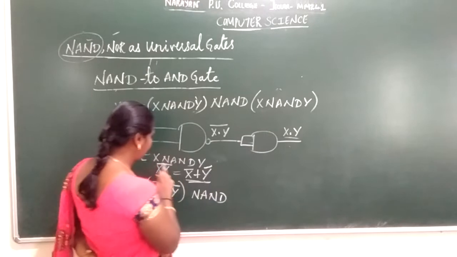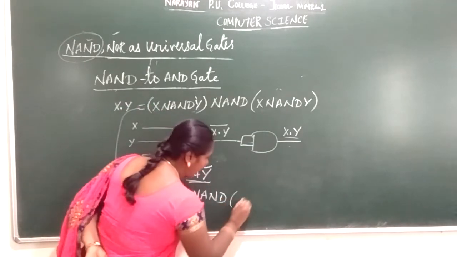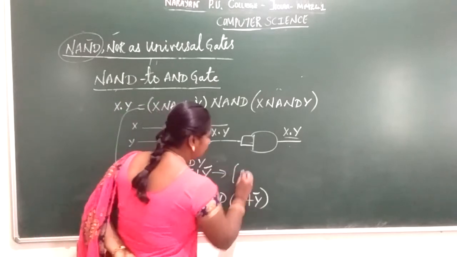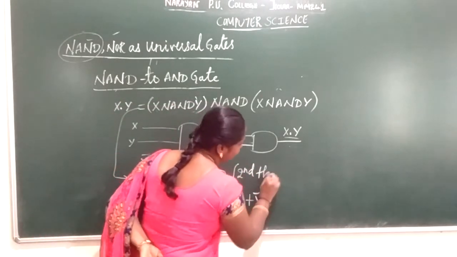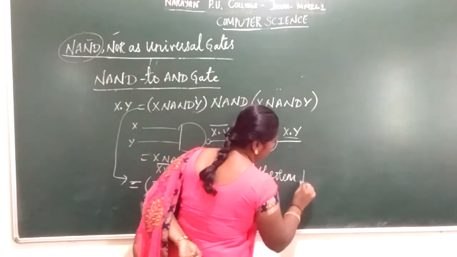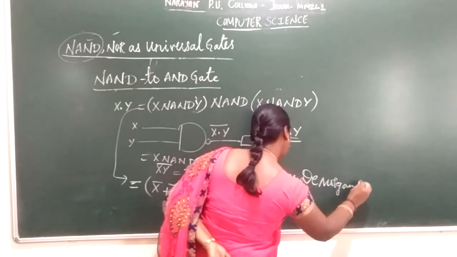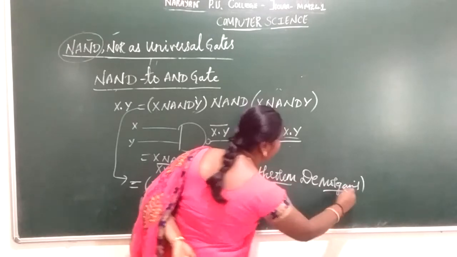Again, x NAND y is nothing but x bar plus y bar, the whole bar. This is according to De Morgan's second theorem. Okay, this is the second theorem of De Morgan's.